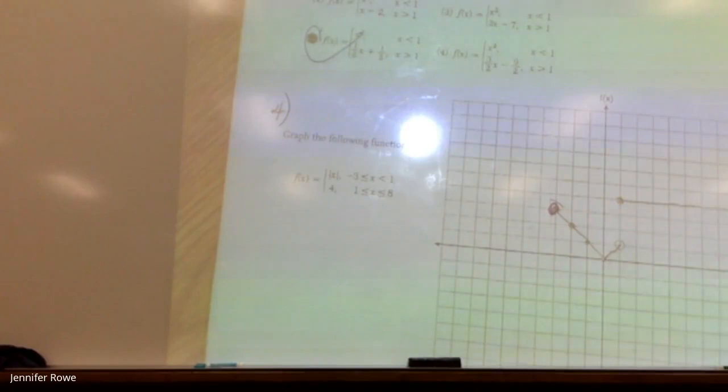Let's just make sure that's a filled in circle, not an arrow. Okie dokie. Those don't show up too often. They don't show up very often.